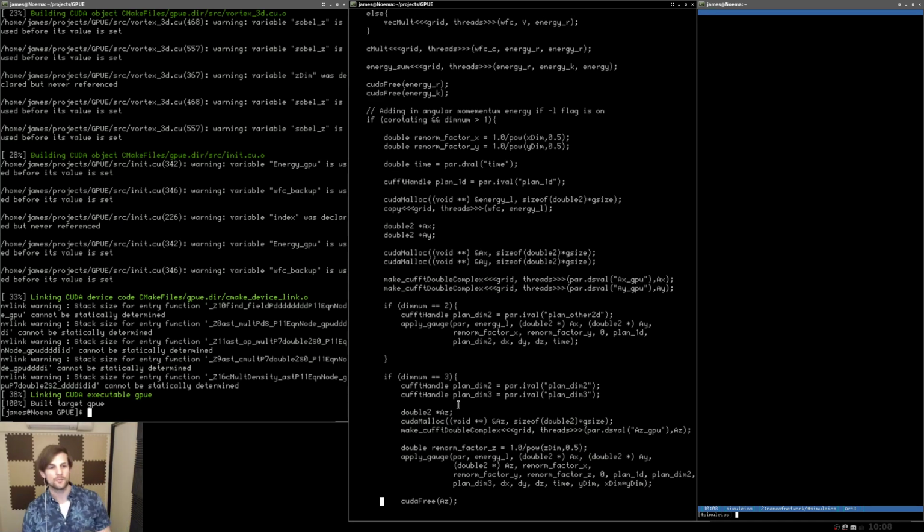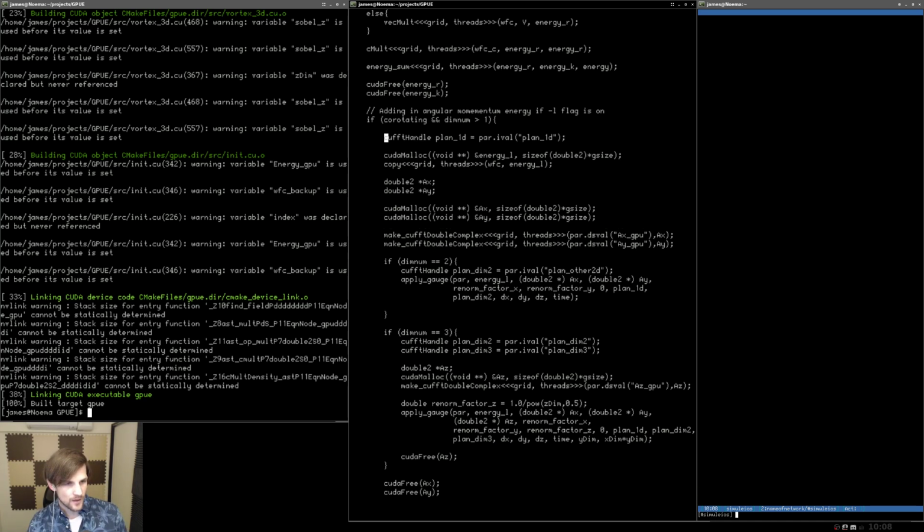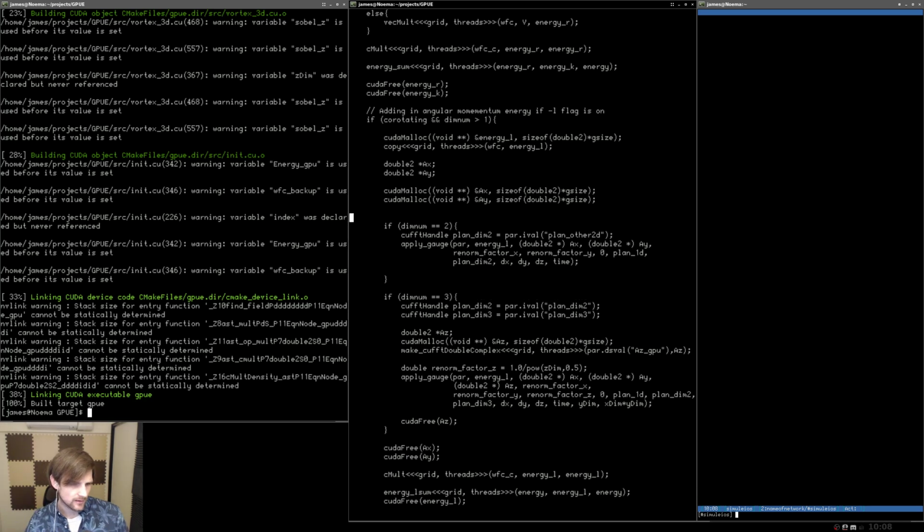So we have double renormalization factor X and Y. I know for a fact we're not going to need these because we're no longer going to be performing Fourier transform. So we don't need that. Double time, we don't need this. Planned 1D, don't need that. CUDA-malloc energy L, we're going to need this. Double 2 AX and AY, we're going to need that too. QFT double complex, we shouldn't need to have to do this, I think. I don't think we have to make them complex. I think we're okay leaving them as doubles.